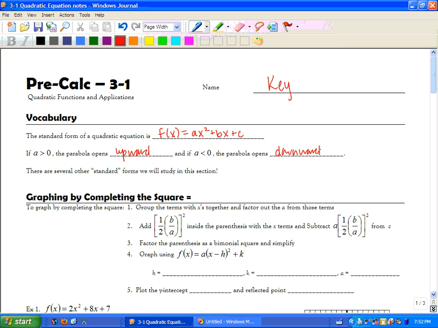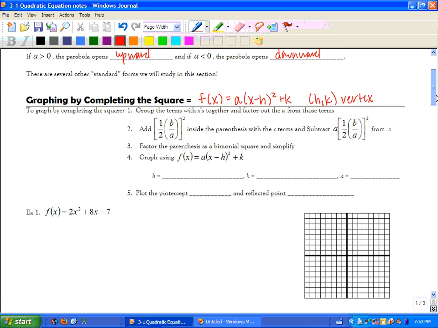So when we solve by completing the square, we're going to put it into a new standard form that looks like f of x equals a times x minus h squared plus k. And in this new format, the h and k are the vertex. The a then affects the shape of the parabola.